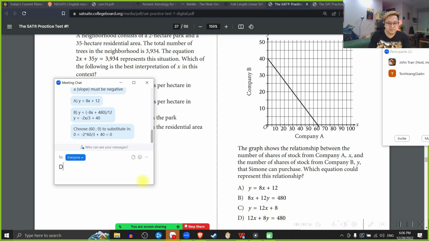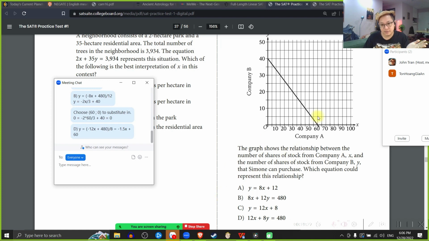How about D then? For D, y equal to minus 12x plus 480, and you divide that by 8. So you get minus 1.5x plus 60. There you go.